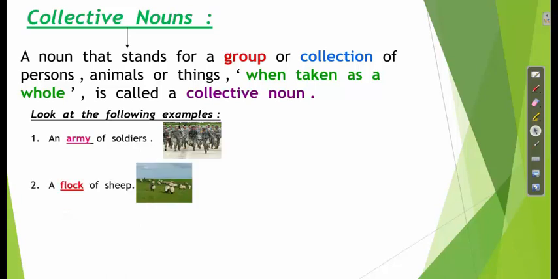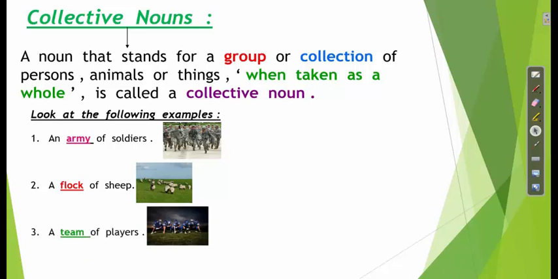Second, a flock of sheep. Flock becomes a collective noun as it tells about a group of sheep. A team of players. Team is a collective noun. There are many teams like football team, hockey team, cricket team, kabaddi team, etc. Team refers to a group of players that come together to play a particular sport. So team is a collective noun.